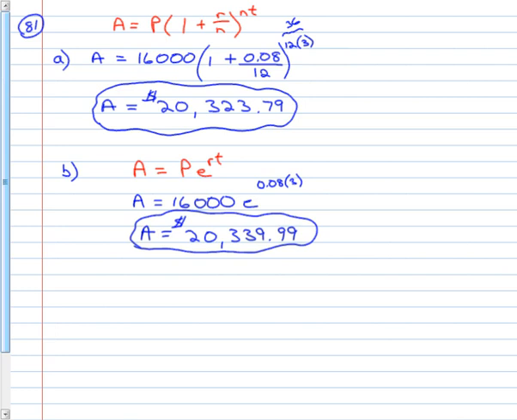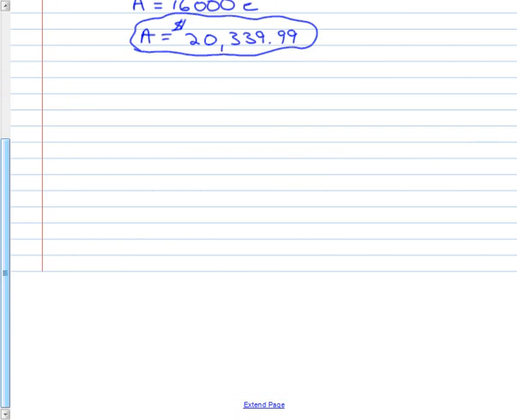84. Medicine. The skin wound heals according to the function given of N of t equals N sub 0, so that's an original amount, e to the negative 0.12t.